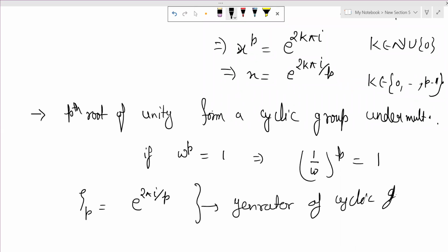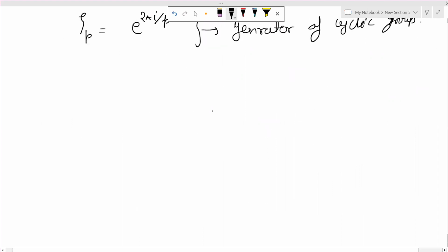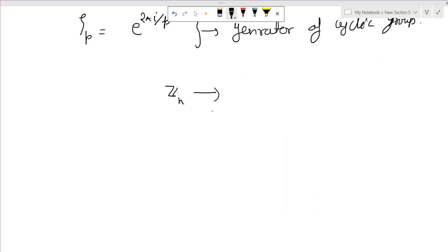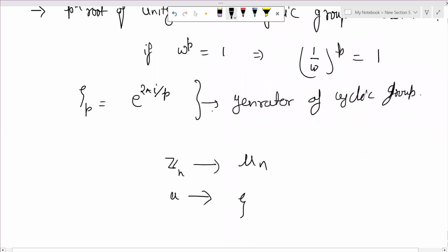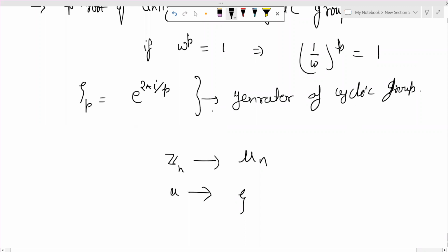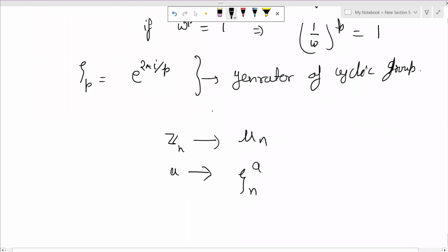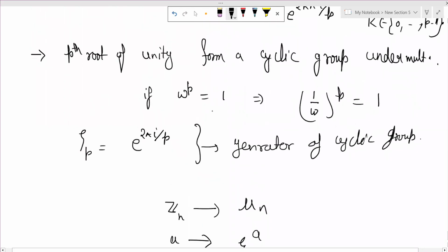Do you feel anything from cyclic groups? You have studied that Zn is a cyclic group, so this group is isomorphic to Zn. Let me denote this group of all nth roots of unity by mu n. Any element a can be sent to zeta n to the power a. You can check that this is a group isomorphism.